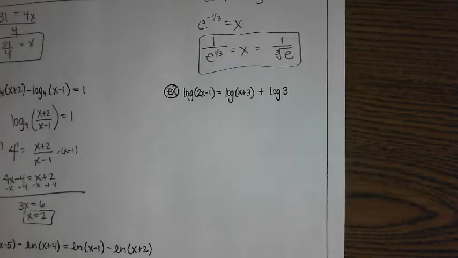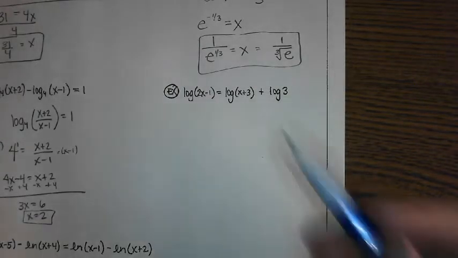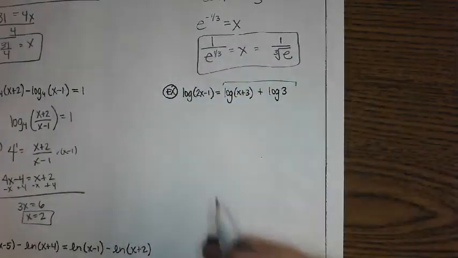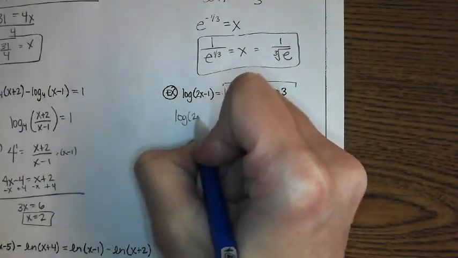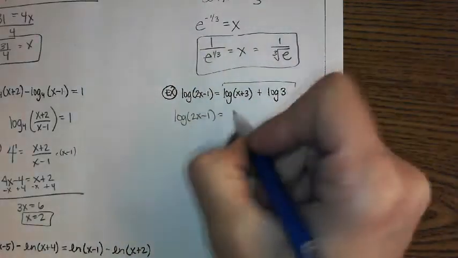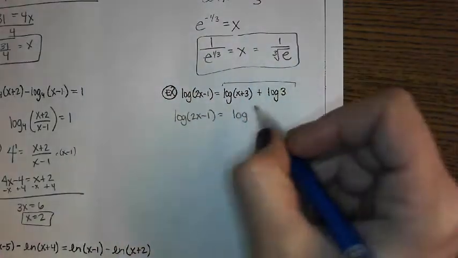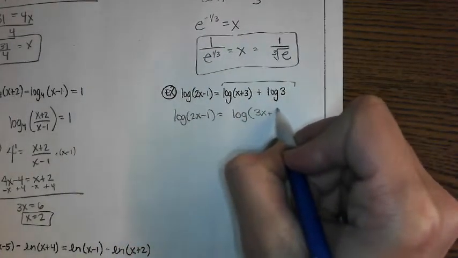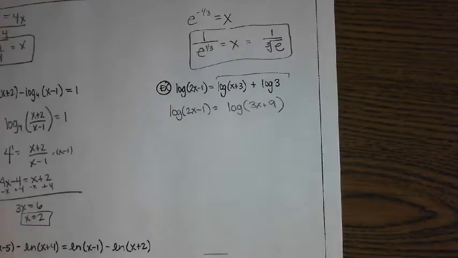So finally on this fourth one, we have logs on both sides, and not only that, but every single term is a log. So I still need to condense this side, which addition turns into multiplication. So that'll be the log of 3x plus 9. I distributed that while I was at it.